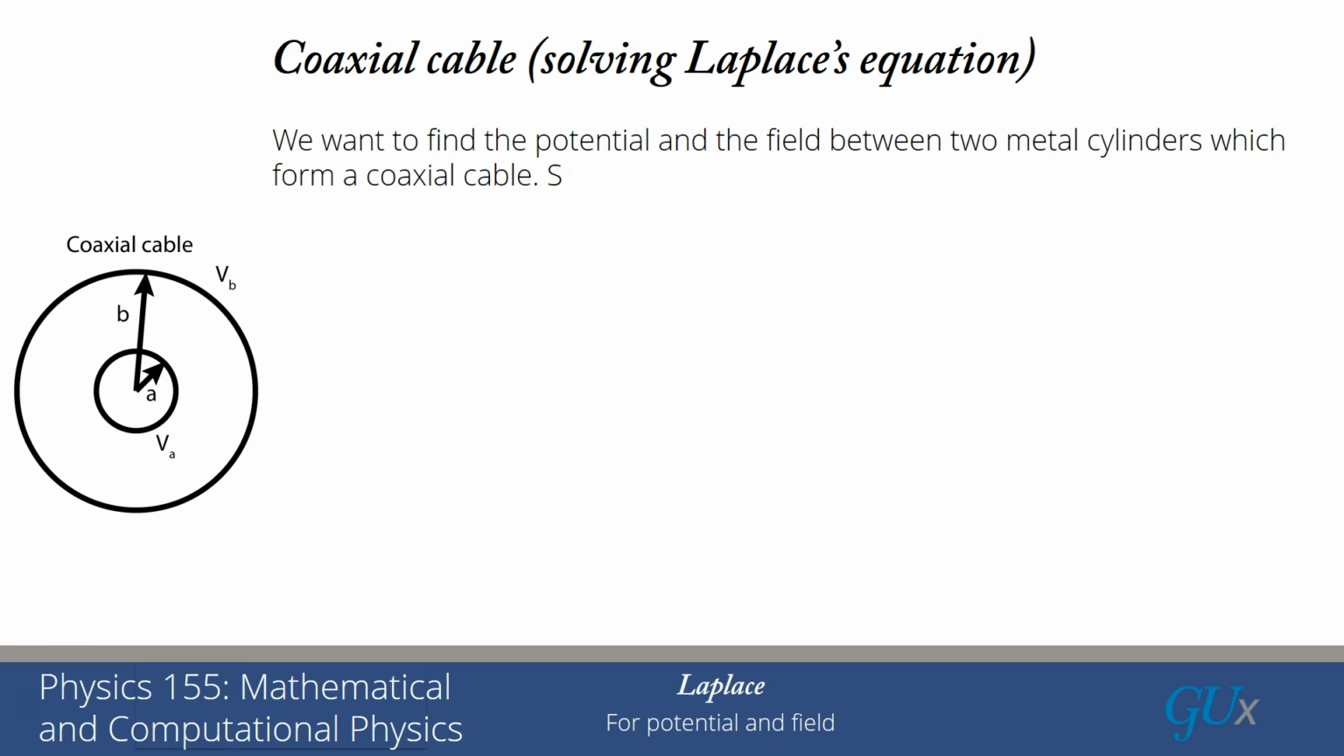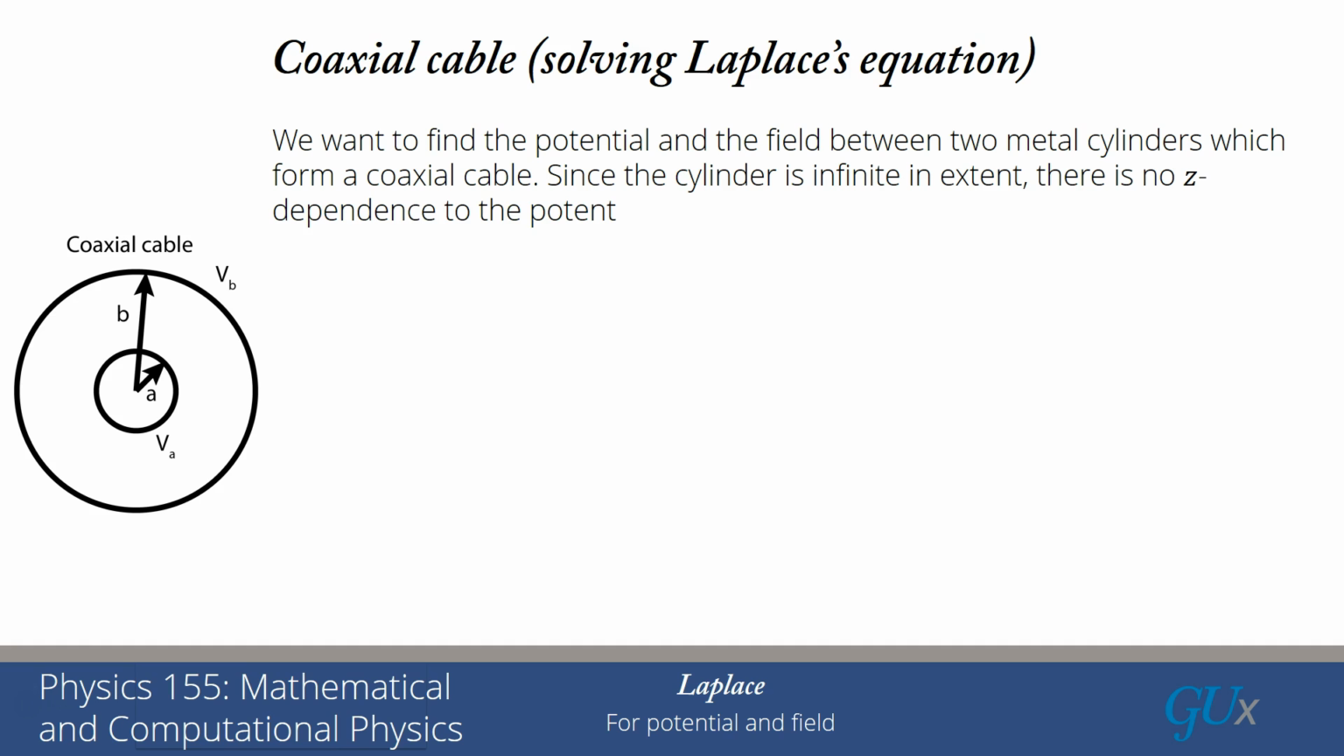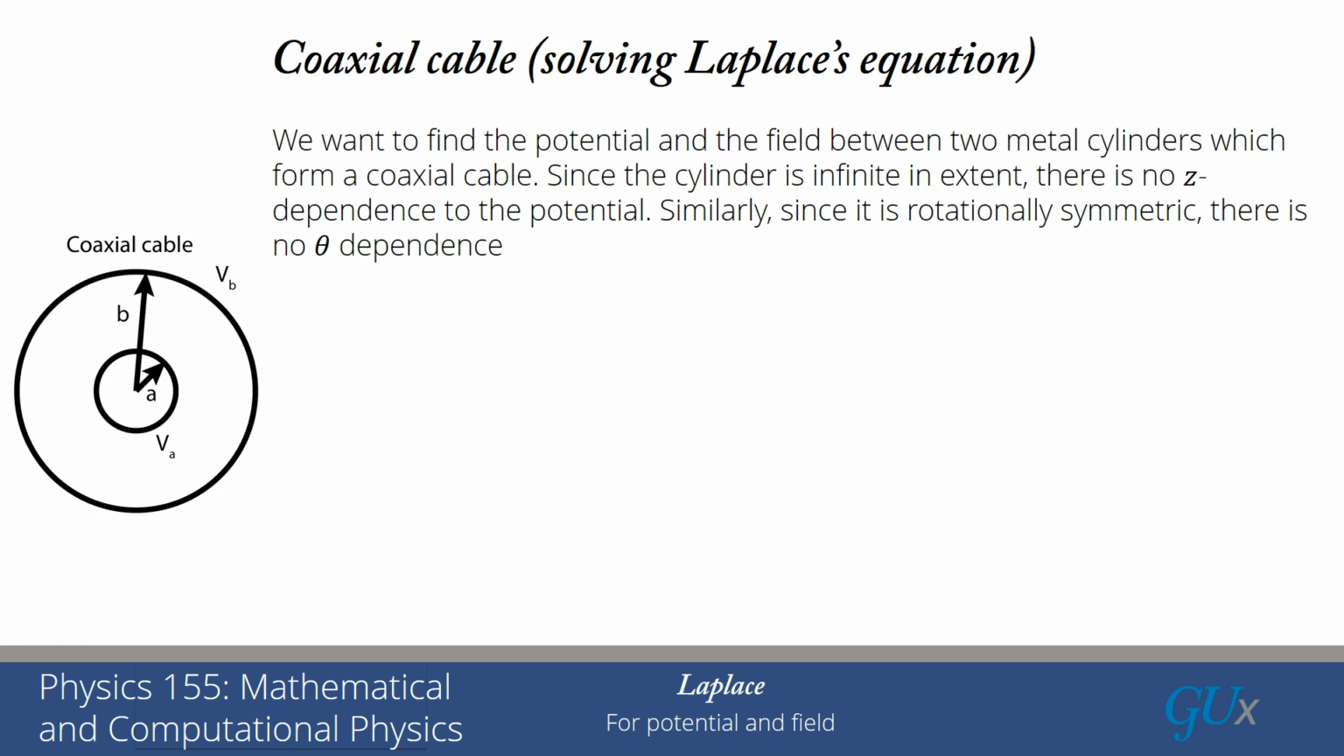Now, one thing to keep in mind, because the cylinder is infinite in extent, there can't be any z dependence to the potential, and thereby also no z dependence to the electric field. Similarly, because it's rotationally symmetric, there can be no theta dependence either. So where do we start?